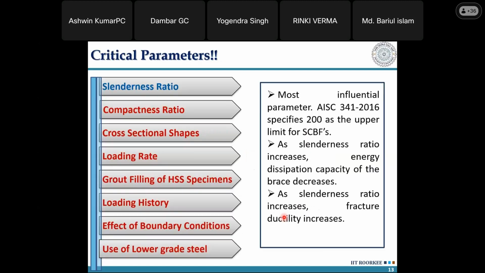Going ahead, we have not come to the design as such for the time being. We are talking only about the braces right now. Our main hero of the story are the braces.